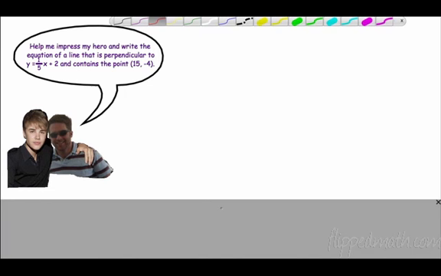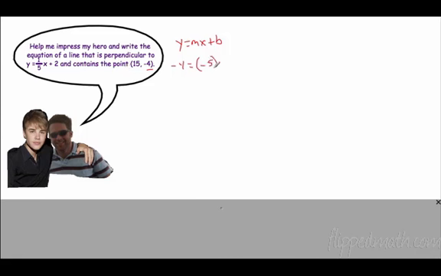We need to find the equation of a line that is perpendicular to y equals 1/5 x plus 2. All right, so y equals mx plus b. We know our y is negative 4. Our m is 1/5. We need to flip it and take the negative, so that's negative 5 times our x, which is 15, plus b. Multiply out here. Negative 5 times 15 is negative 75 plus b. Add 75 to both sides.